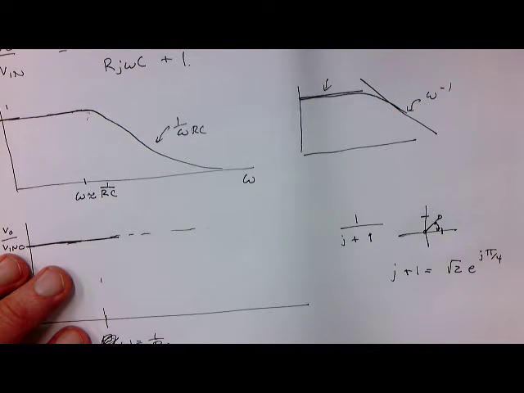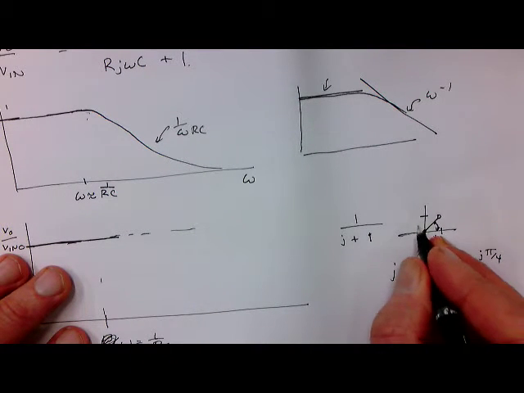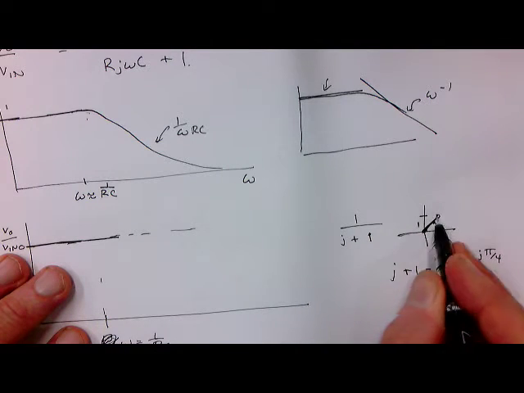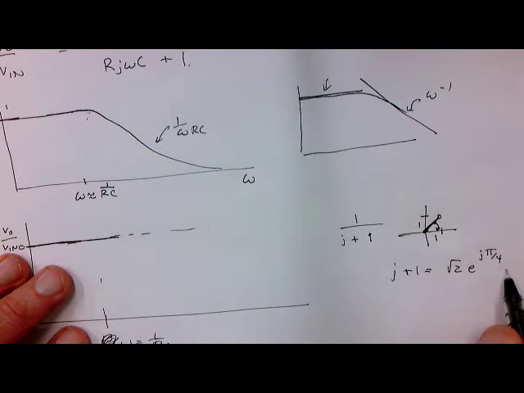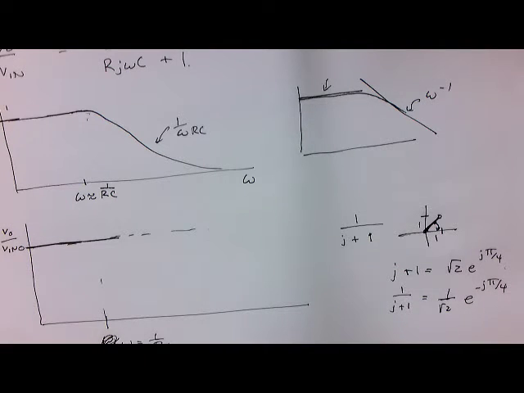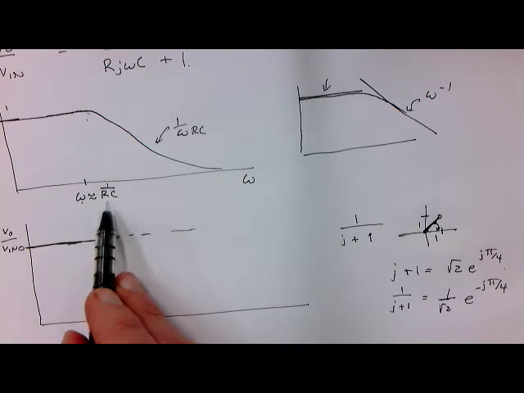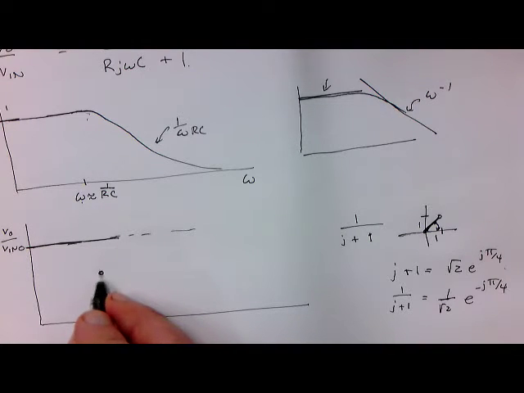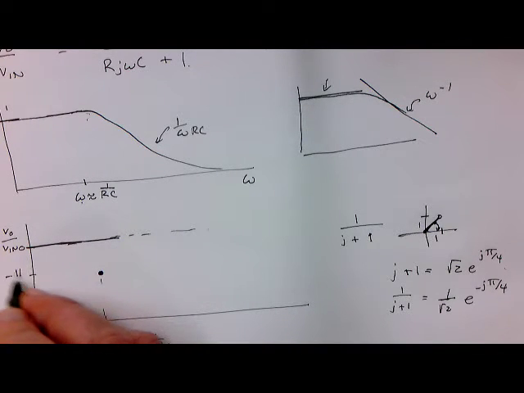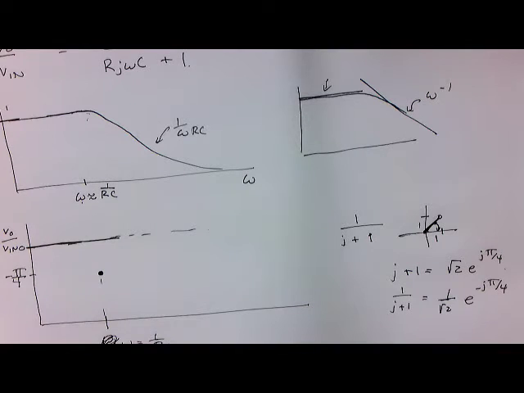So you buy that? Radical 2 is the length of 1 plus j, so this radius is radical 2, and the angle is pi over 4, right? So then 1 over j plus 1 is 1 over square root of 2 times e to the minus j pi over 4. Okay, so at the frequency 1 over RC, this should go to a value of minus pi over 4, right?